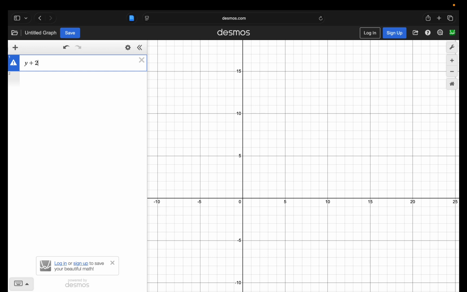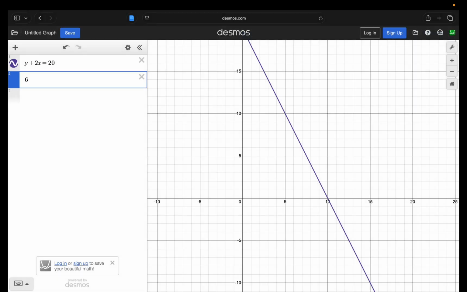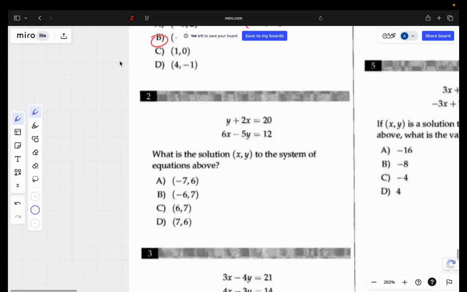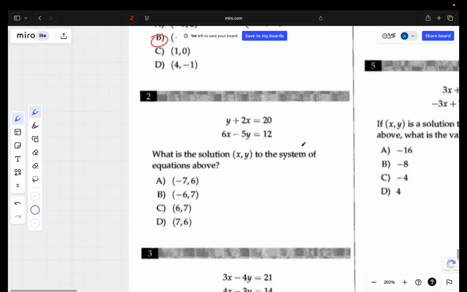Y plus 2x is equal to 20, and 6x minus 5y is equal to 12. So we get the point 7 and 6. 7 and 6 is going to be D.